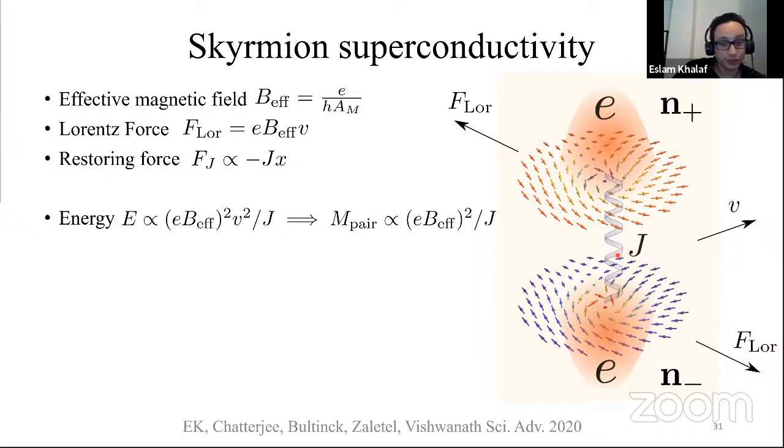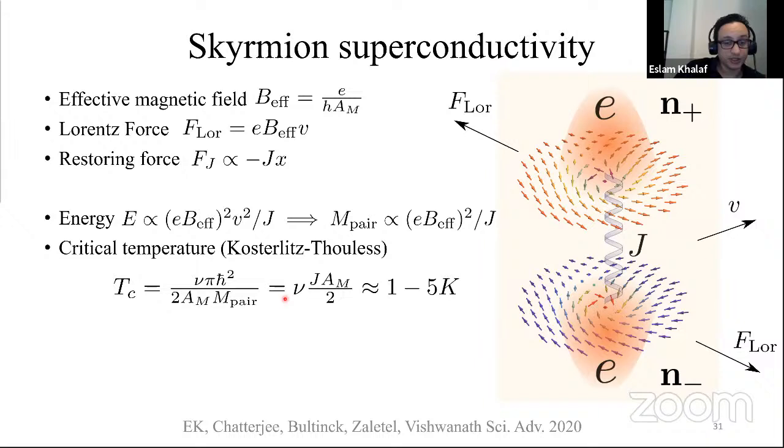And from the mass, I can essentially estimate a stiffness that gives me a Kosterlitz-Thouless transition temperature, which is given by this simple expression. It's just the doping, the density of skyrmions, times this J parameter, this antiferromagnetic coupling. And if I substitute the numbers, I get the right scale for superconductivity in twisted bilayer graphene.